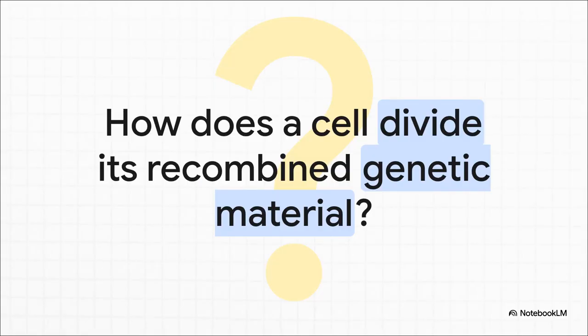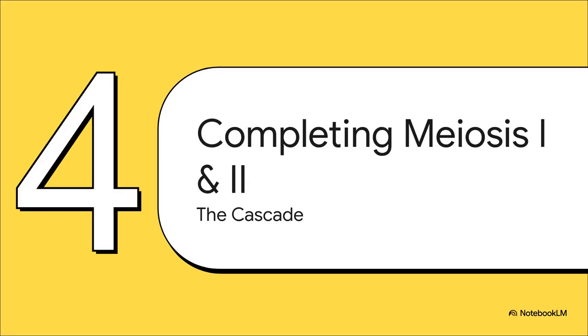Okay, so we've successfully shuffled the deck and built all this amazing genetic diversity, but that leaves us with a massive mechanical problem. How on earth does the cell physically divide up all this tangled recombined material to actually make functioning gametes? Let's find out in Section 4, completing meiosis 1 and 2, the cascade.